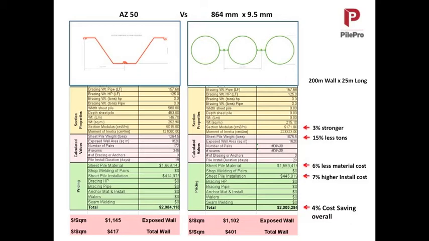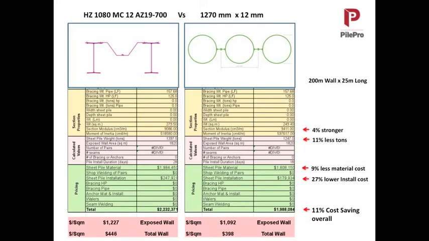This is a software package that compares the construction costs, not just the material cost. If I compare the sheet pile to the O-pile, I have all these advantages that you can see here. It's 3% stronger. Down here is overall 4% cost saving through the construction sequence. If I do it with a king pile, I have 4% stronger, 11% less tons, 27% lower install cost, because it's easier to construct this than it is that.